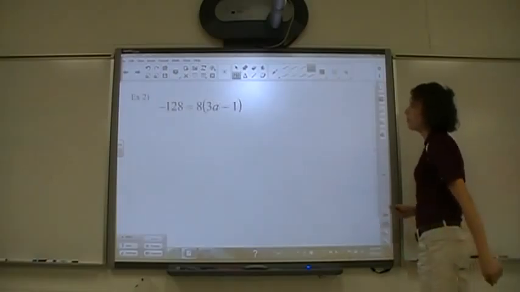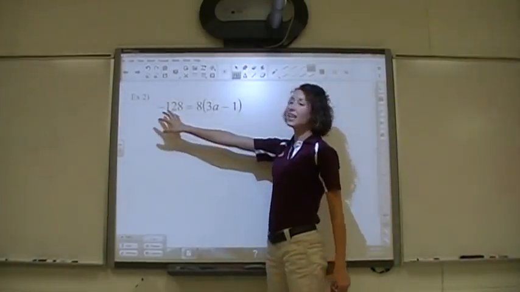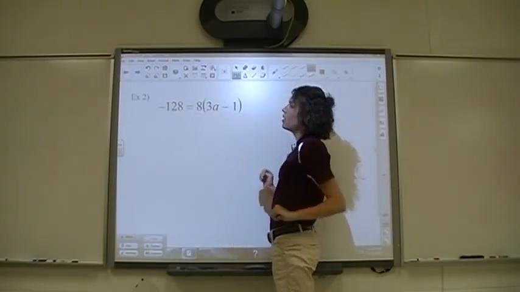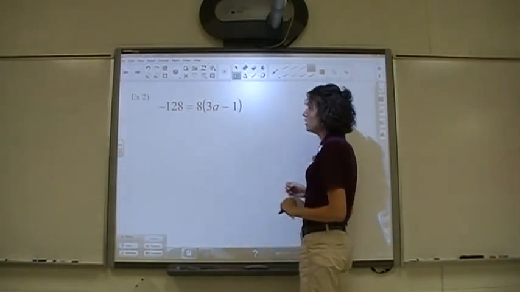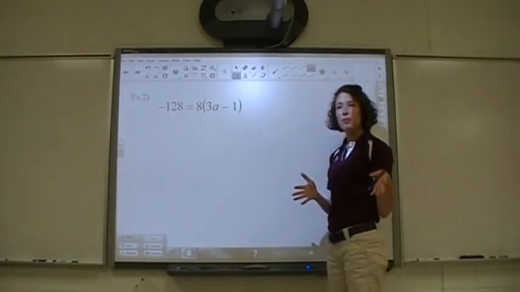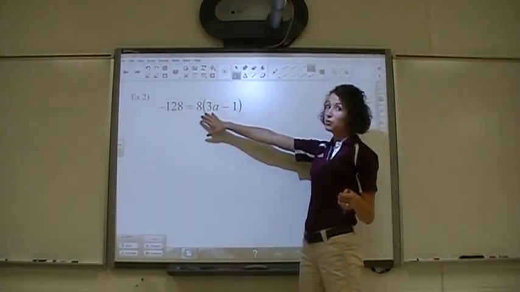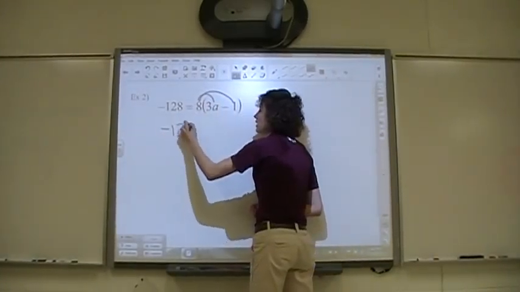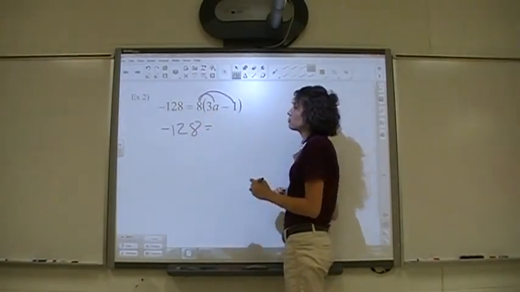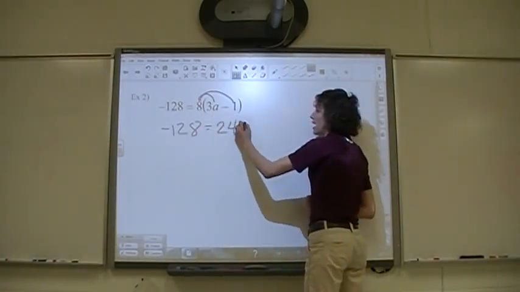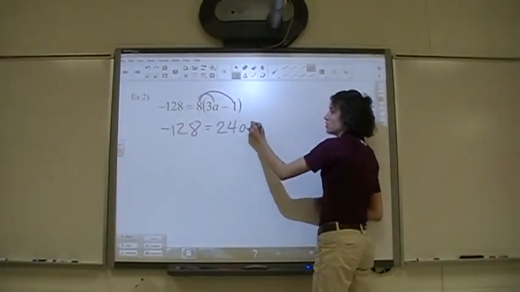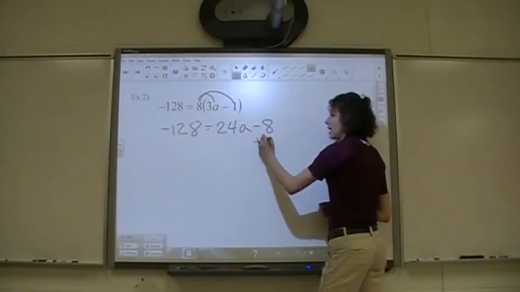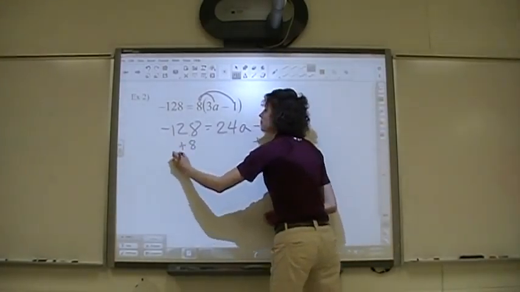Let's try another example. Example 2, we have negative 128 equals 8 times, in parentheses, the quantity 3a minus 1. Now, what we want to do with this problem is distribute that 8 first. So distribute your 8, and you have negative 128 equals 8 times 3a is going to give me 24a. 8 times negative 1 gives me a negative 8. Then from there, just solve like normal by adding 8 to both sides.